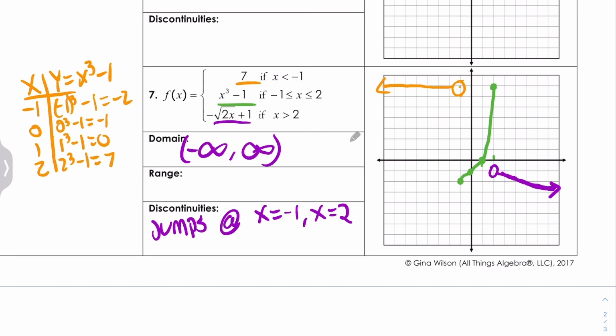Range. The purple one goes the lowest. It's going to go to -infinity. The purple does overlap with the green, so we don't have any holes in the range. Then the green overlaps with the orange, but the orange doesn't get any higher than 7, so our max is going to be 7. So on the right side of the range, include that 7. On the left side of the range for the minimum, we go down to -infinity, and we close that parentheses.